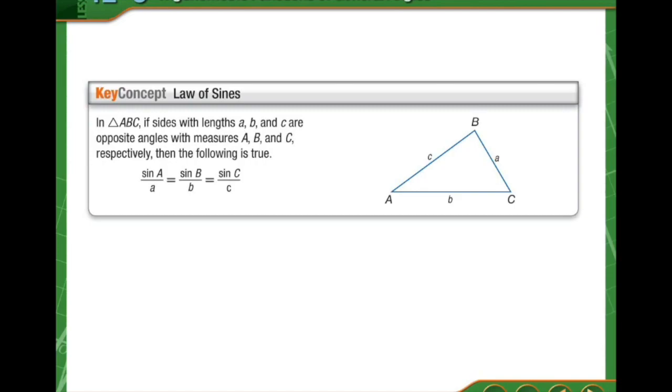And for now, we're going to look at the law of sines. Not every triangle can be solved using the law of sines, but we'll see another one here that will round it out so we can for sure solve any triangle at all.